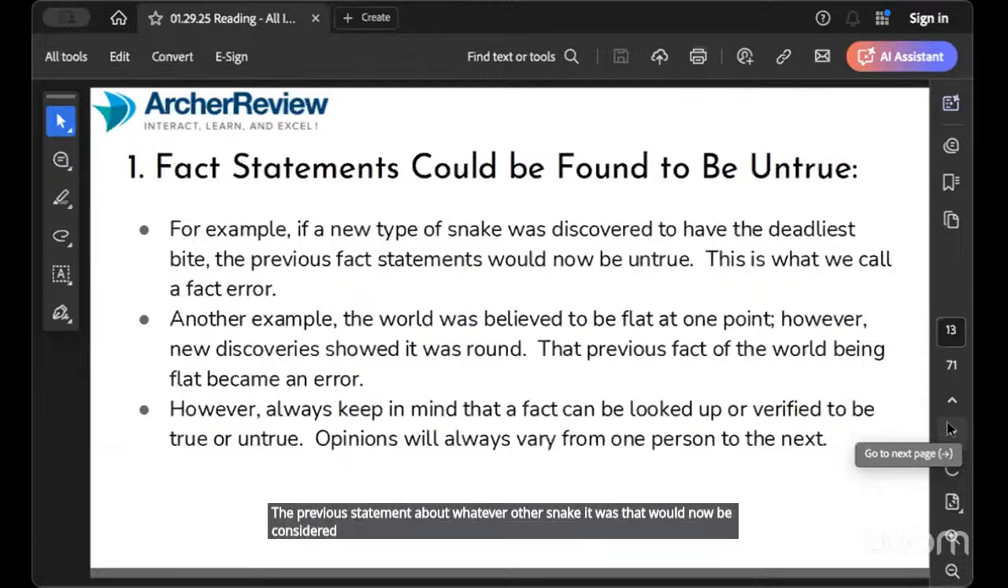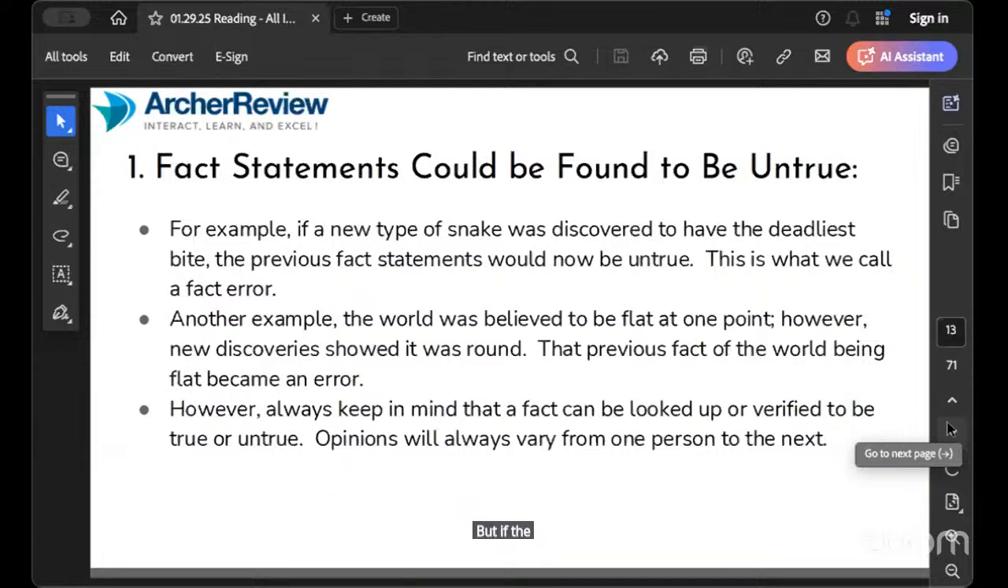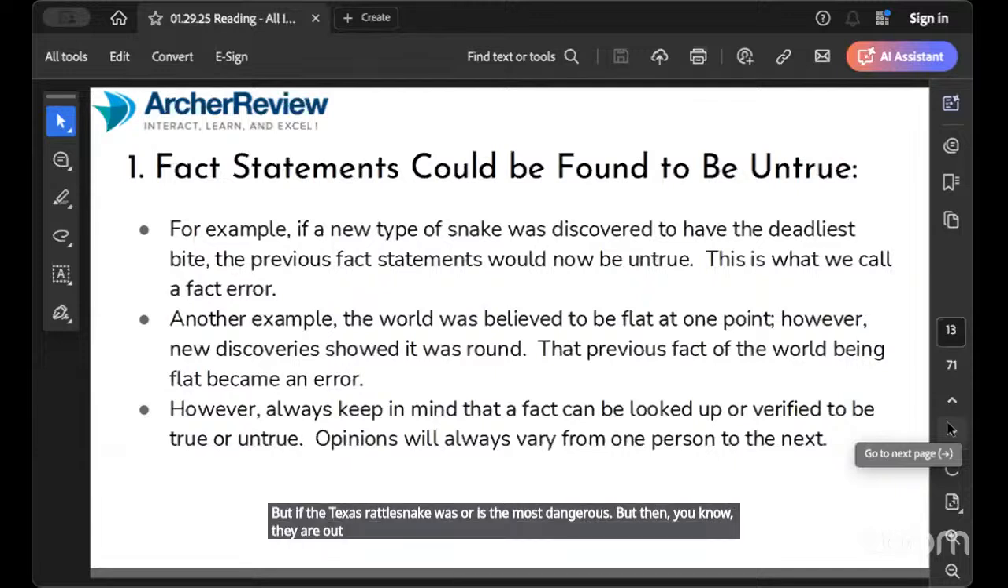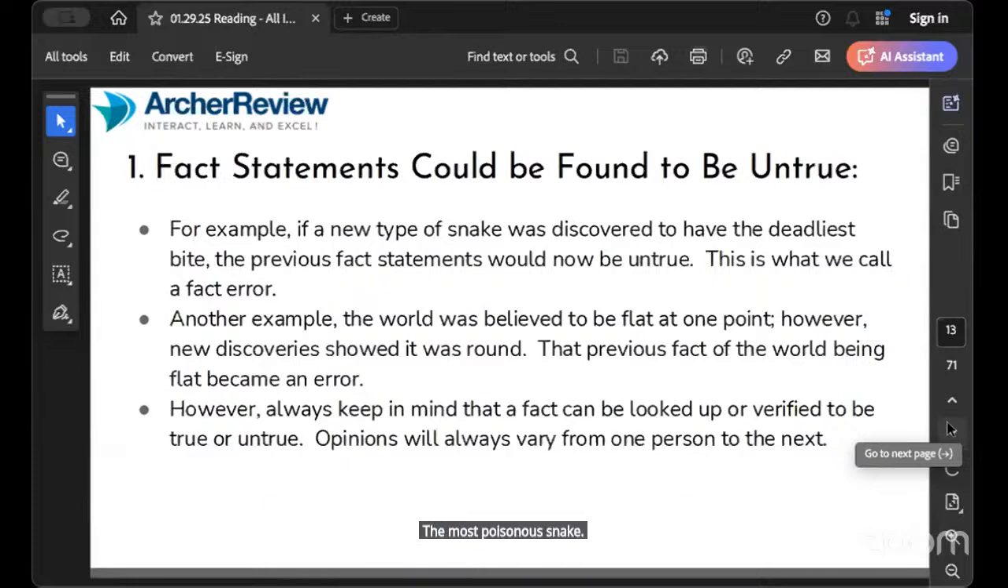So if I said, I'm going to just make this up because I can't remember different types of snakes to save my life, but if the Texas rattlesnake was the most dangerous, but then they are out in the Australian outback and they discover this new Australian rattlesnake and they say, oh, this is the most poisonous snake. Well, at one point in time, the Texas rattlesnake was the most poisonous. It was true at that time. It's now just been proven to be untrue. It doesn't mean that it's no longer considered a fact. When it was true, it was a fact.